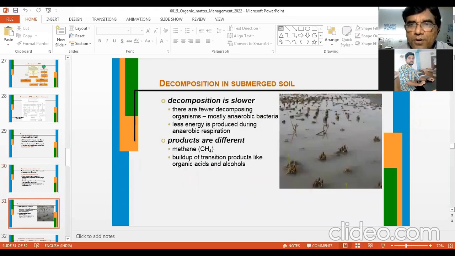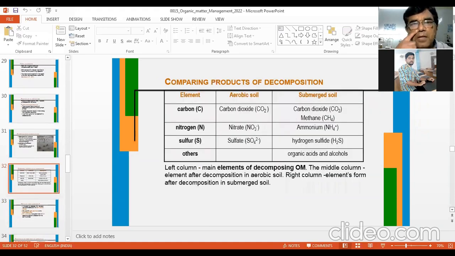Now, under anaerobic conditions, what happens to organic matter? First, the decomposition rate is much slower. There are fewer decomposing organisms, mostly anaerobic organisms, and less energy is produced during anaerobic respiration. This fact is known to you. But the products are also different under submerged soil or anaerobic conditions. Methane is produced, and there is a buildup of transition products like organic acids and alcohol. They are produced and their production is slow, and they can be toxic to the plants and organisms themselves in the soil.